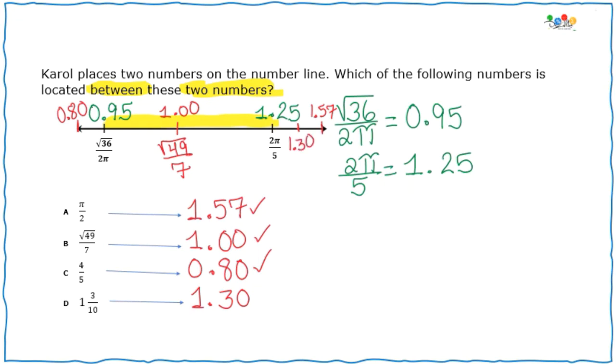What is the only number that is in the yellow line or in the yellow section? Yes, this is the only number that is there. Therefore, my answer is letter B. Very good.